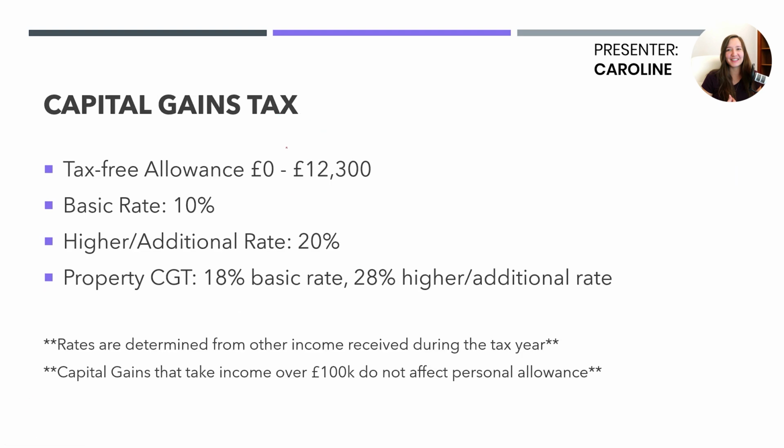Okay, let's touch on capital gains tax. So, of course, we've got the tax-free allowance of 0 to £12,300, and this doesn't change based on your other income. It won't get removed if you earn a certain amount of capital gains. It's just going to be in there no matter what. And of course, this could change in the future, so do check the capital gains for the tax year you're looking at before going ahead with deciding how much tax you're going to pay.